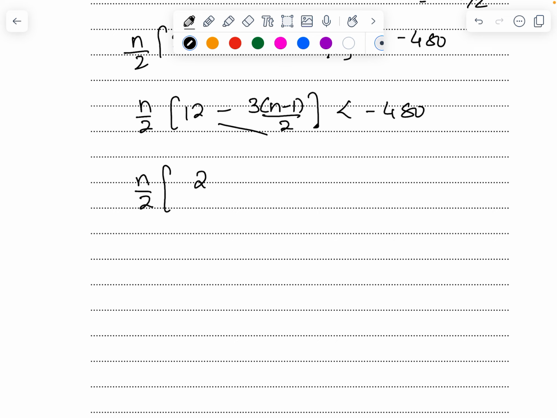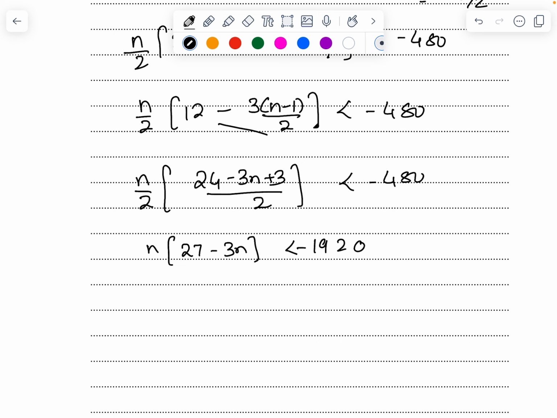12 times 2, 24, minus 3n plus 3n upon 2, negative 480. n times 27 minus 3n is less than negative 480 times 4. 480 times 4 is 1920. Now divide by 3, I think so. 3 times 1, 3 times 9, 3 times 6, 640. So finally, I'll be getting 9n minus 3n square is less than negative 640.